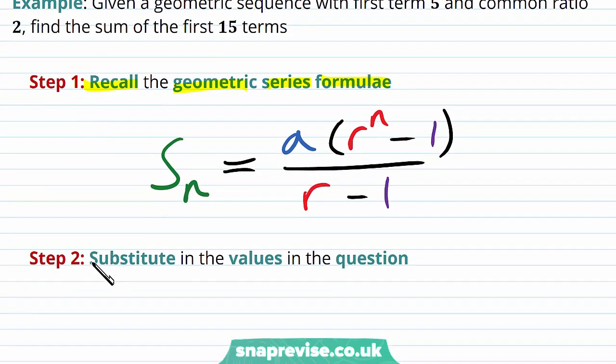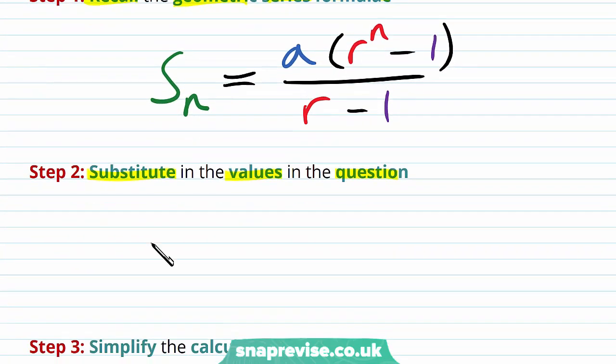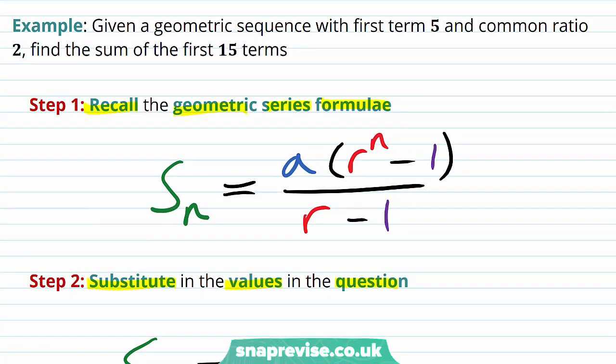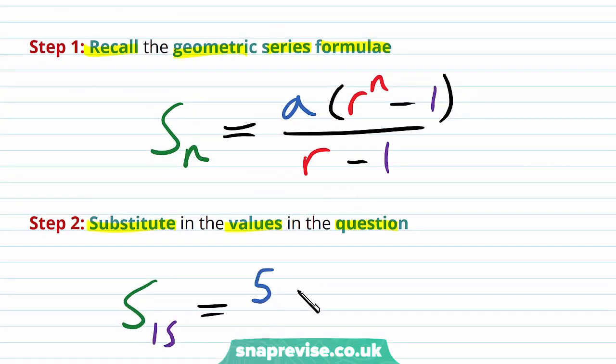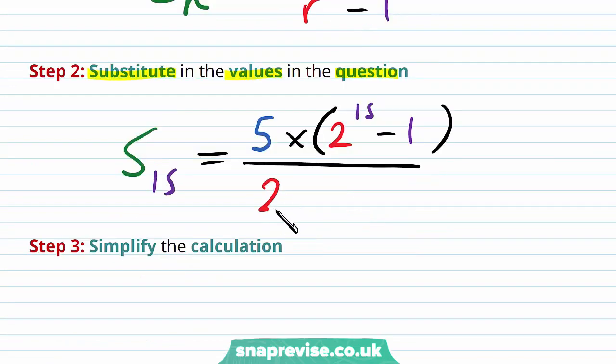Our second step is to substitute in the values in the question. We're looking for the sum of the first 15 terms, and so we're looking for S subscript 15, and we use our first term, that's 5, and then we're doing the r to the power of n minus 1. Well, r is 2, and so we have 2 to the power of 15, that's our n, and then we minus 1, and then we're dividing by r minus 1. Well, r is 2, and so we have 2 minus 1.